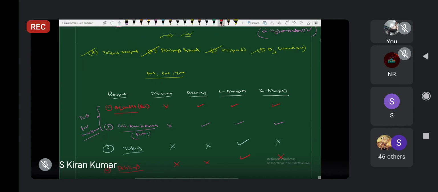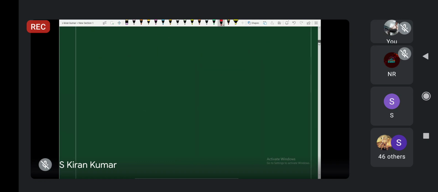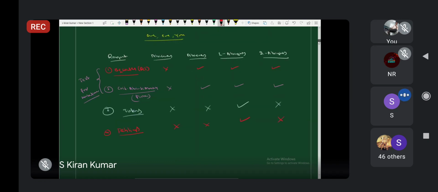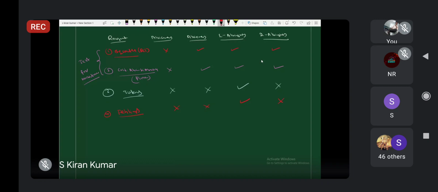Okay? Alkanes, no. Alkenes, no. 1-alkynes, yes. 2-alkynes, no. Like this, the other reagent also. Sixth one. These are the reagent separations.